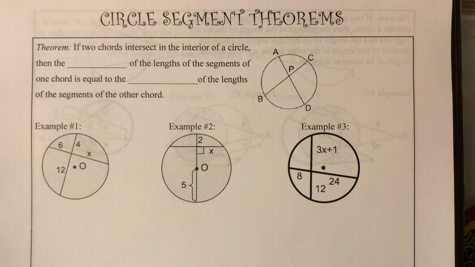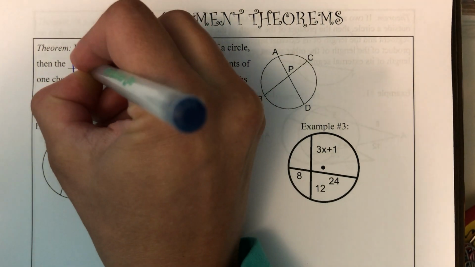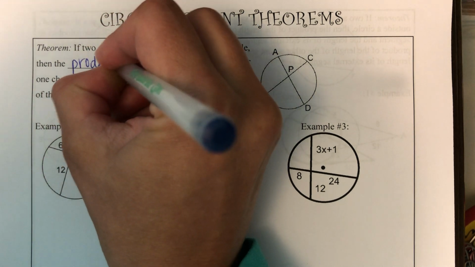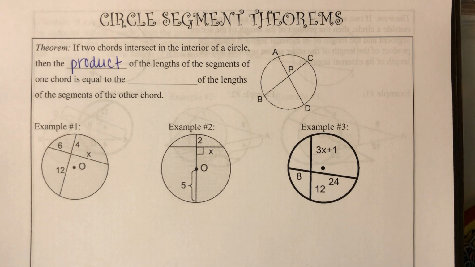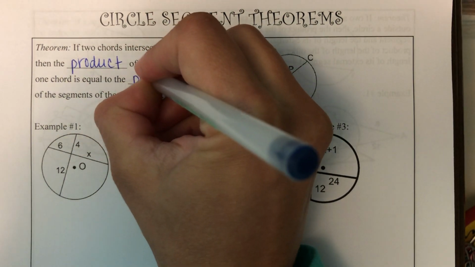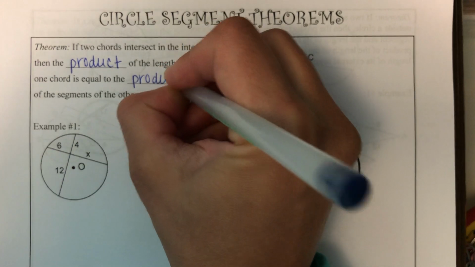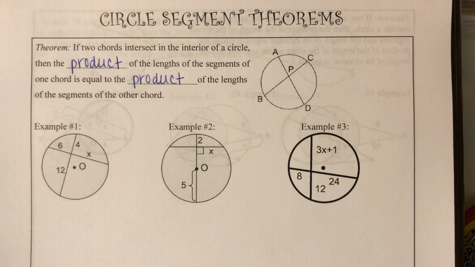So our first theorem is if we have two chords that intersect in the interior of a circle, then the product of the lengths of the segments of one chord is equal to the product of the lengths of the segments of the other chord. So we're going to multiply the pieces together.